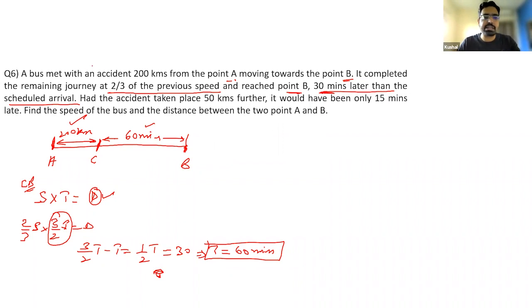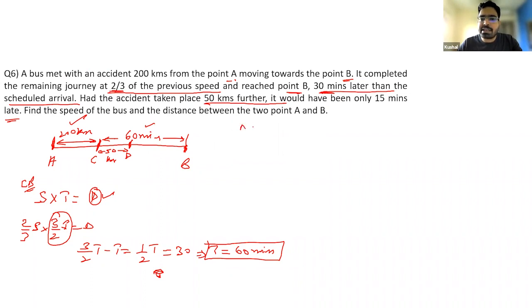Now what is the question saying? Had the accident taken place 50 kilometers further, that means, let's say suppose the accident is taking place at the point D, which is 50 kilometers further. So this value is 50 kilometers. It would be only 15 minutes late. It would reach only 15 minutes late. So that means after this point, it will travel with the speed of 2/3.